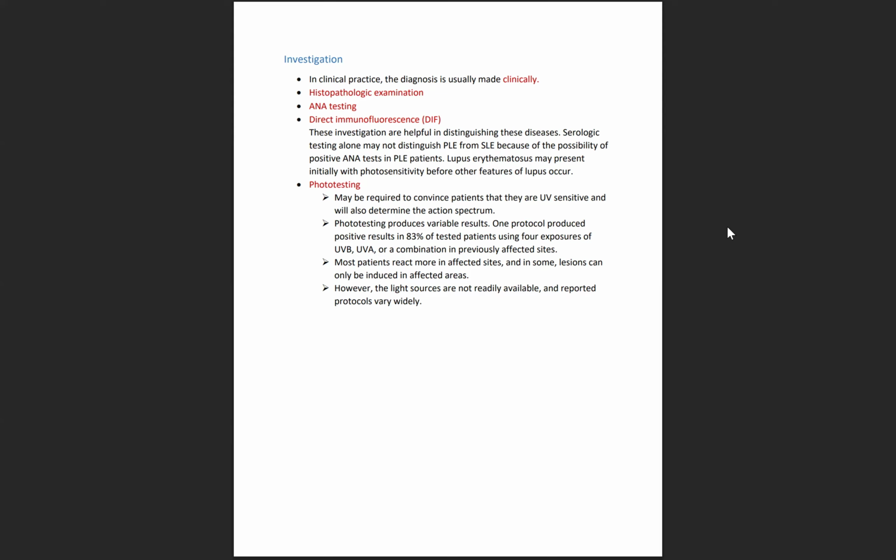One protocol produced positive result in 83% of tested patients using 4 exposures of UVA, UVB, or combination in previously affected sites. Most patients react more in the affected site, and in some, lesion can only be induced in the affected areas. However, the light sources are not readily available and reported protocols vary widely. Meaning the test is not used very much.